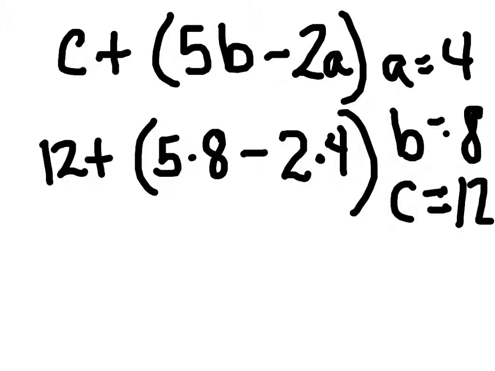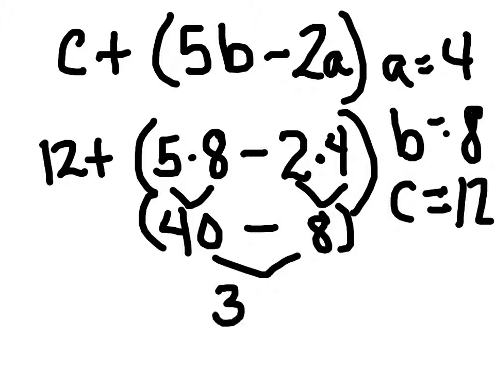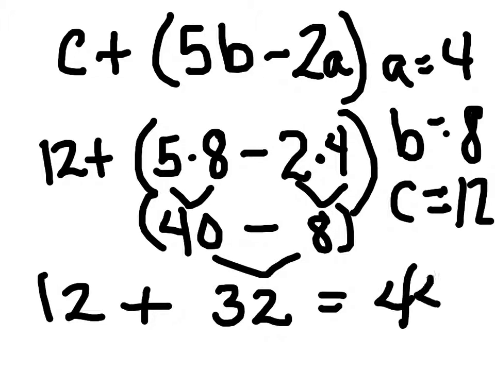So we have 12 plus open paren 5 times 8 minus 2 times 4 close paren. So we need to do the multiplication inside our parentheses first. We end up with 40 and 8, and we pull down the subtraction. That's still in parentheses, so we have to do that next. 40 minus 8 is 32, and then we pull down the 12 plus at the beginning, and 12 plus 32 is 44.